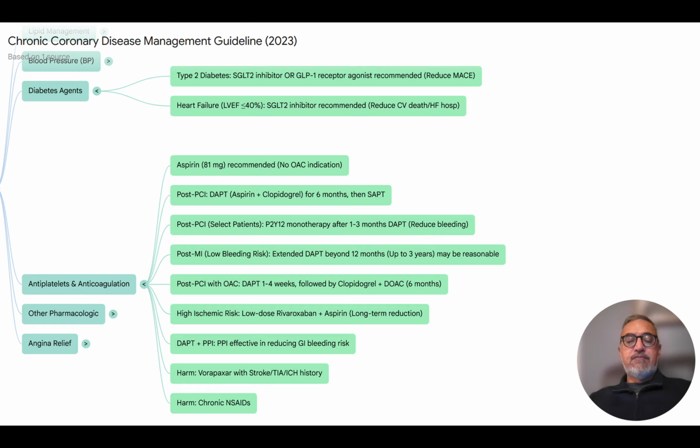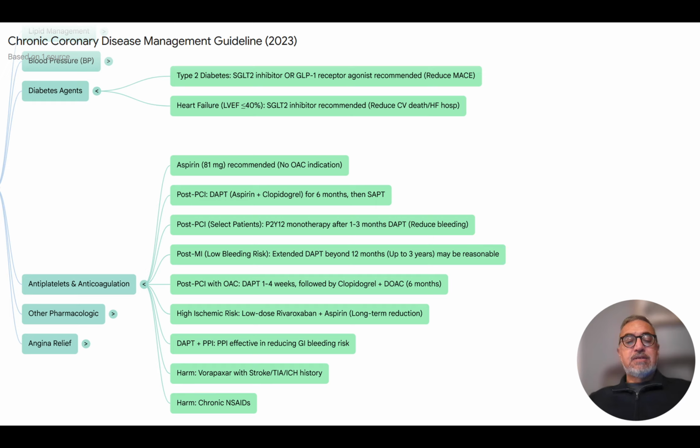Post-PCI on oral anticoagulants, dual antiplatelet for about a month, followed by Plavix. For those with high ischemic risk, such as those that have stents more than 5 centimeters, bifurcation stents, left main stents, prior stent thrombosis, stent implantation in the setting of acute MI, in these patients, we should consider longer dual antiplatelet therapy.